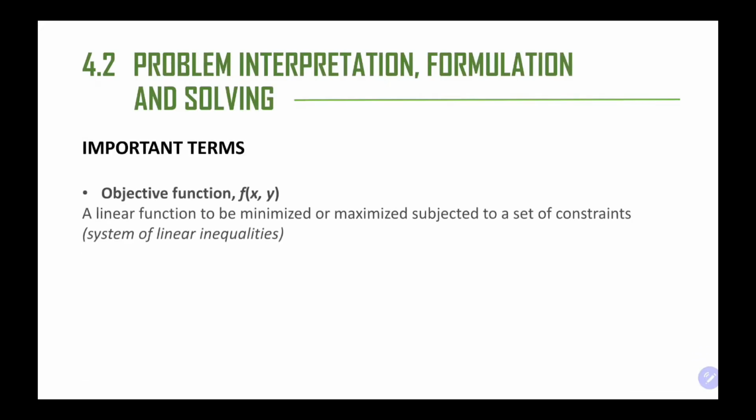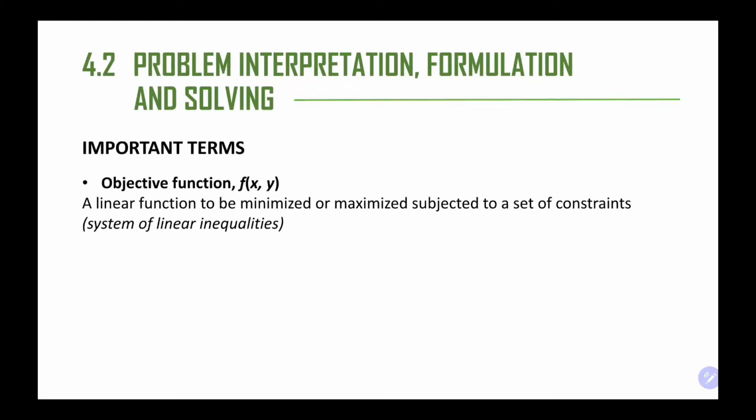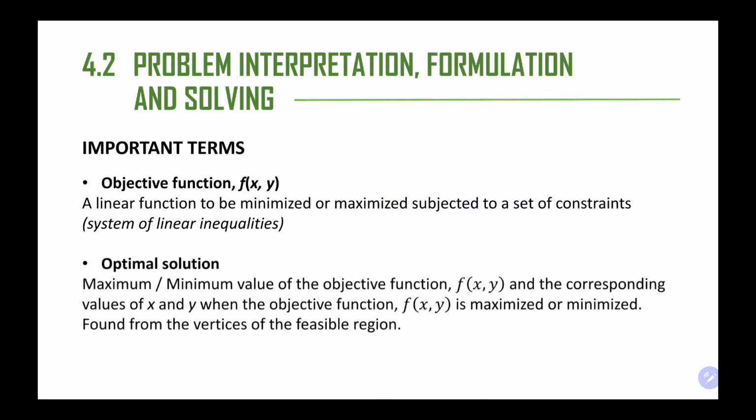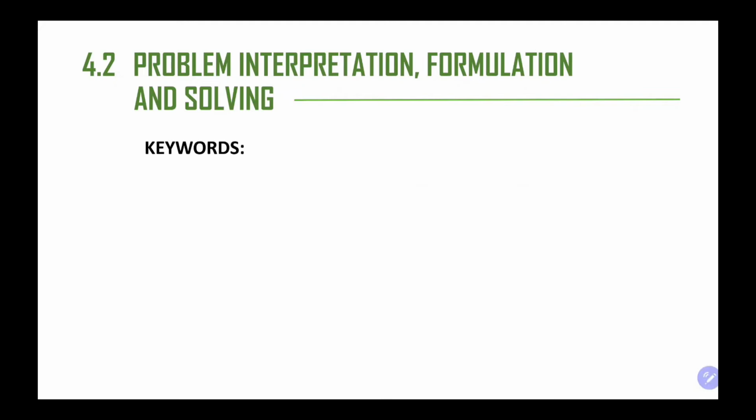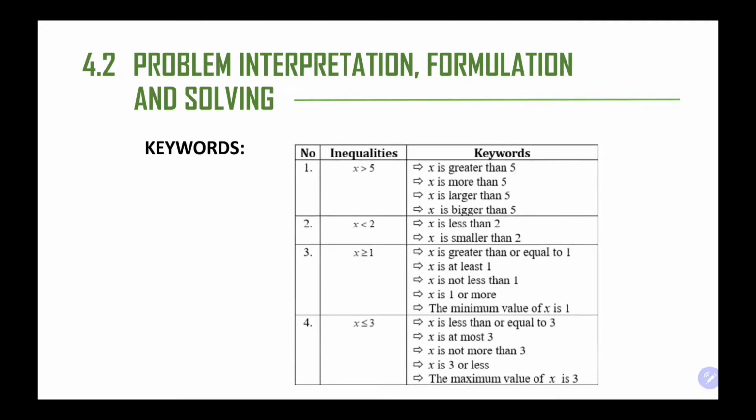Important terms: objective function. Objective function is a linear function to be minimized or maximized subject to a set of constraints. Means we need to know our objective function. Is it to maximize or minimize? Usually, cost we minimize, profit and revenue we maximize. Next is optimal solution. Optimal solution means we find the maximum or minimum value based on our objective function. We find it from the vertices of the feasible region. And these keywords can help you change from statement to inequalities sign.